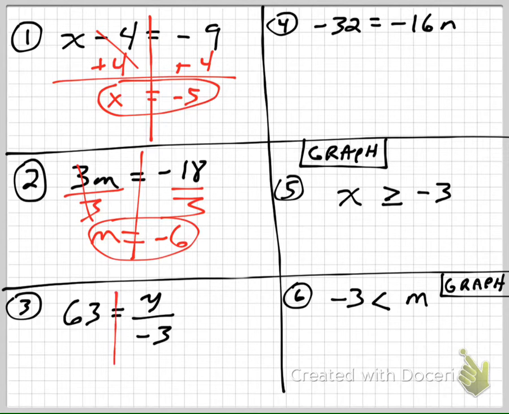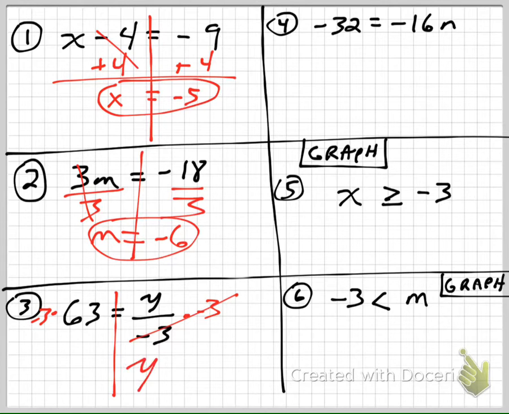Number 3, line down the equal sign. Is the variable happy? No, he's not alone, and he's in the wrong house. But which one does he care about the most? He wants to be alone. That's the most important thing, is that he's alone. Let's take care of that. He's being divided by negative 3. What's the opposite of divide by negative 3? Multiply by negative 3. Multiply by negative 3.